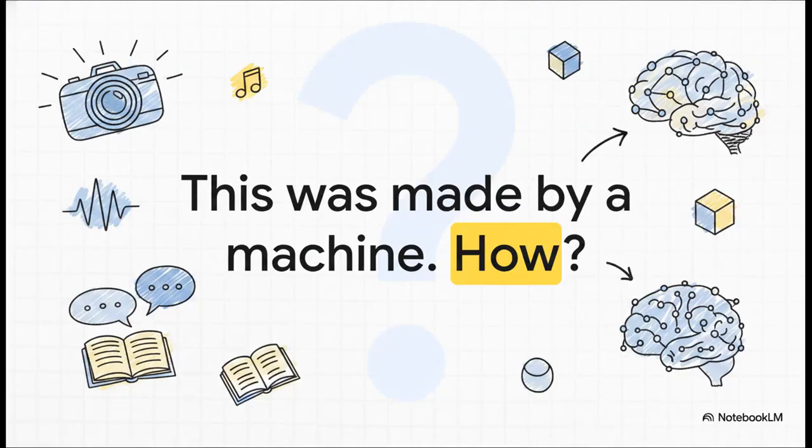I mean, you've seen it all, right? These unbelievable images, text that sounds so human, it's spooky, maybe even music that was composed entirely by an algorithm. And it all leads to this one big question. How? How on earth does a machine learn not just to analyze something, but to actually imagine it? Well, we're going to unpack that right now.